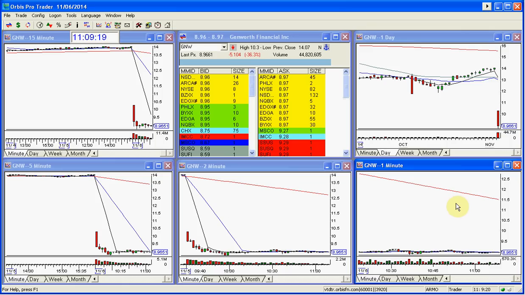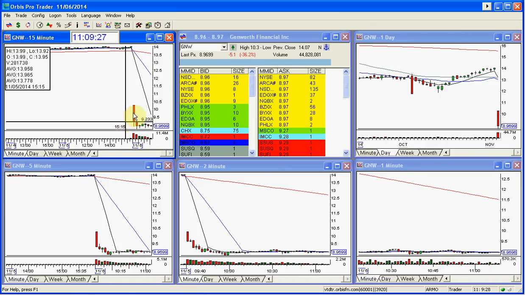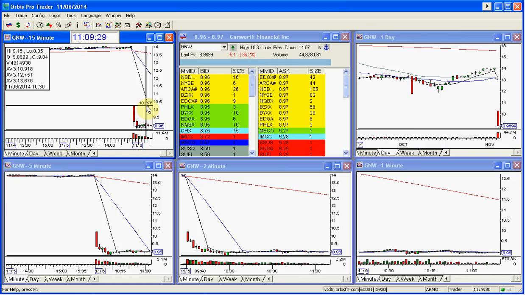Beautiful, beautiful move in G&W. So nice a look here. Again, this could set up on the 15-minute around here this afternoon around lunch. It's trying. But it did push back over 9.